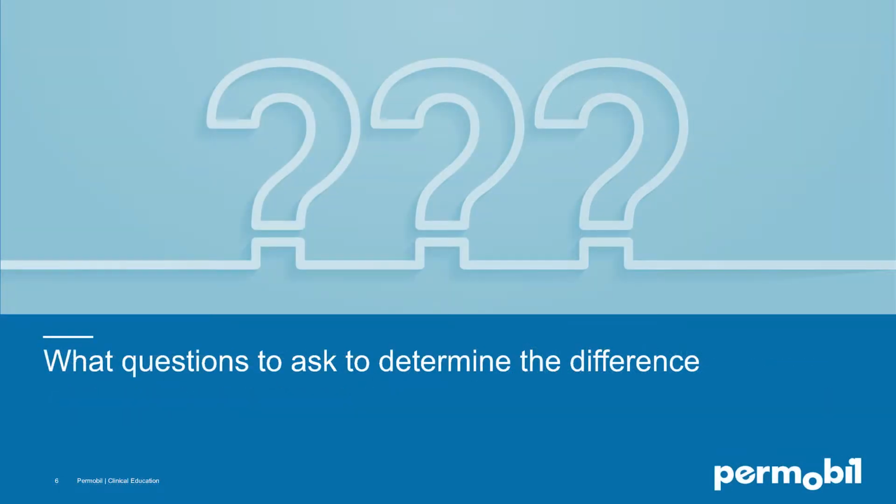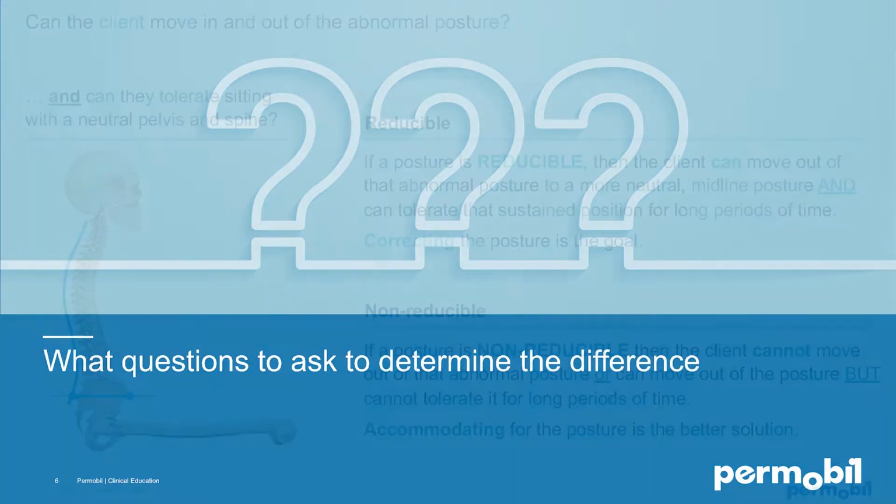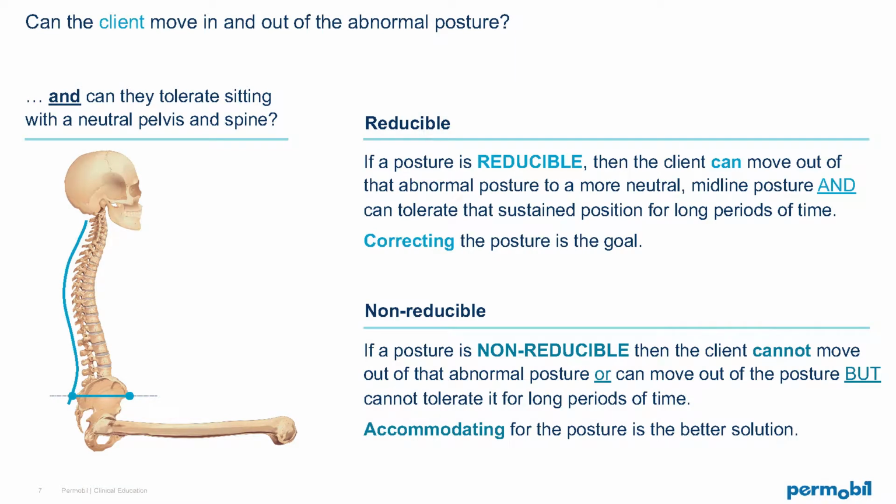So what questions should we ask ourselves to determine if the postural abnormality that we're seeing is reducible or non-reducible? The first and most obvious question is, can the client move in and out of that abnormal posture? But take it one step further and think to yourself, if they can move out of the posture, can they tolerate sitting with a neutral pelvis and spine? This is a very important question to ask to determine whether the goal of the equipment is to correct or accommodate for the posture that we're seeing.